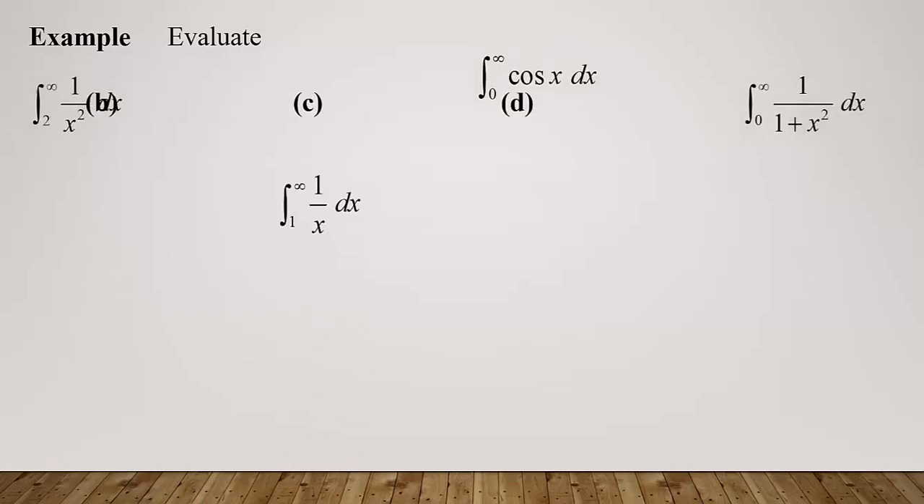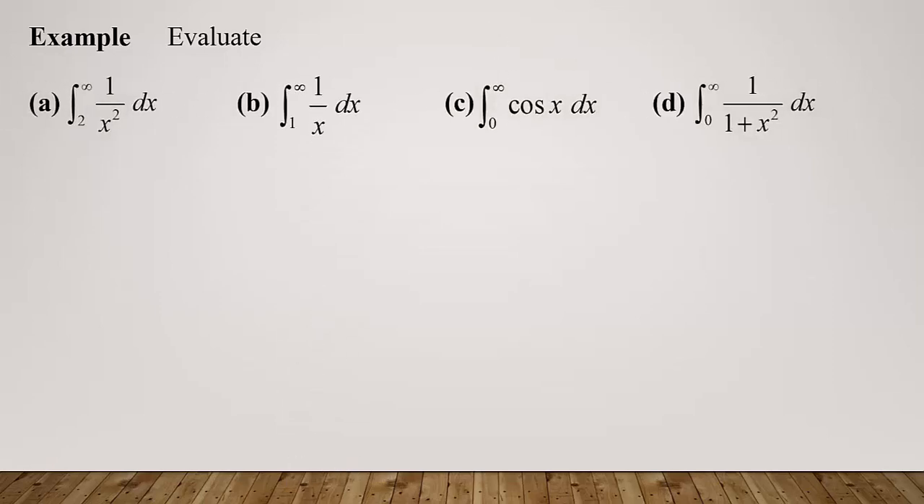All right, so I think it's time, let's do an example. So here we have 4 parts. In part A, we're going to integrate from 2 to infinity, 1 over x squared dx. In part B, we're going to integrate from 1 to infinity, 1 over x dx. Part C, we're going to integrate from 0 to infinity, cosine x dx. And then part D, we'll integrate from 0 to infinity, 1 over 1 plus x squared dx. So you know the drill. Have these written down because I'm heading off to the chalkboard to work through them.